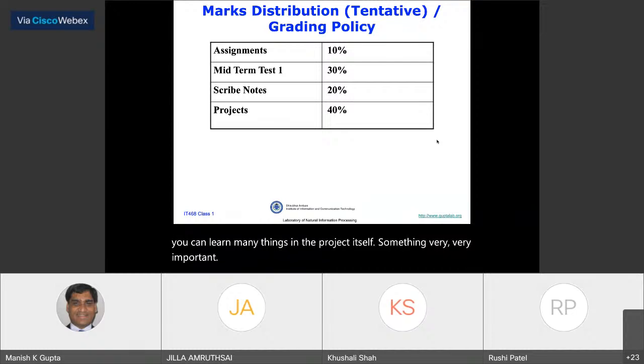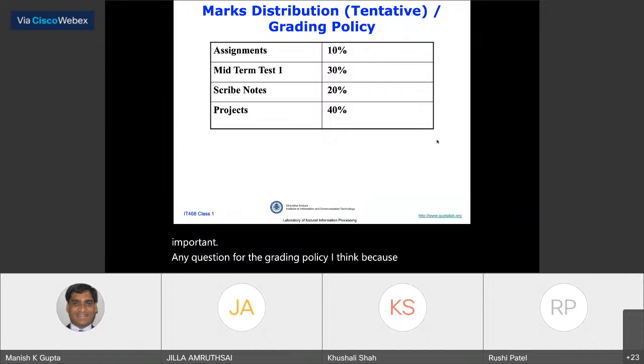Any question for the grading policy? I think many students have some doubts about the grading policy. Any question about the grading policy?